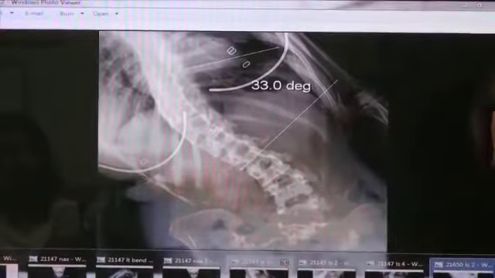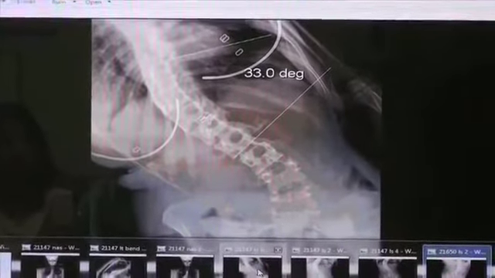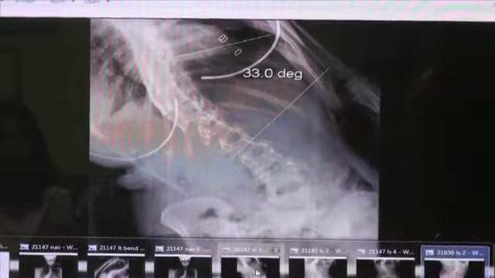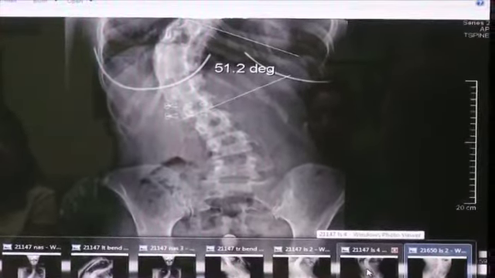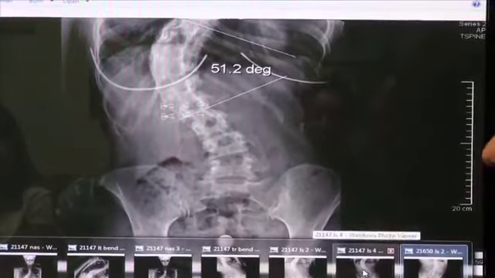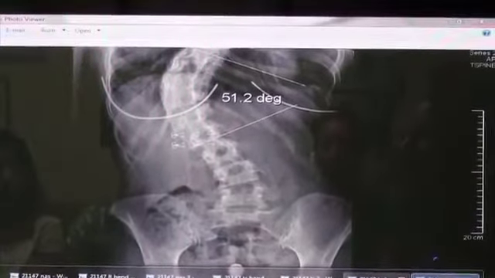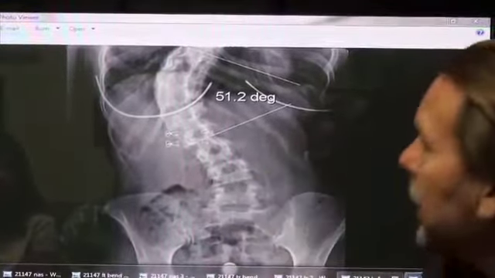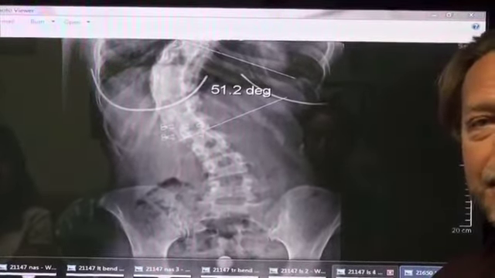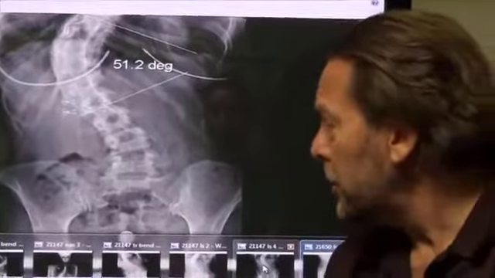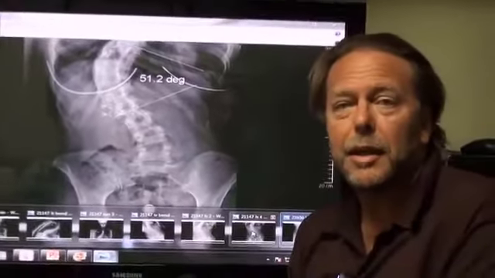So our goal now is about a 50% reduction. Now, this is her one year later, from 59 degrees down to 51 degrees. So she's moving in the right direction. So that's ideal. On hers, again, her curve correction is going to take about 5 to 8 years to get the maximum correction. Her symptoms are completely gone.